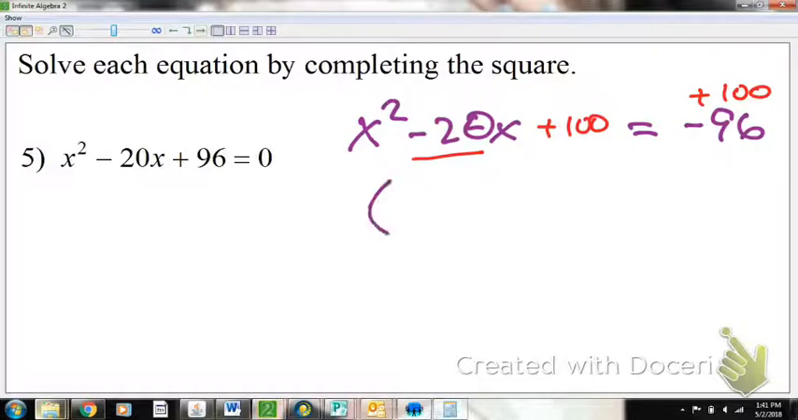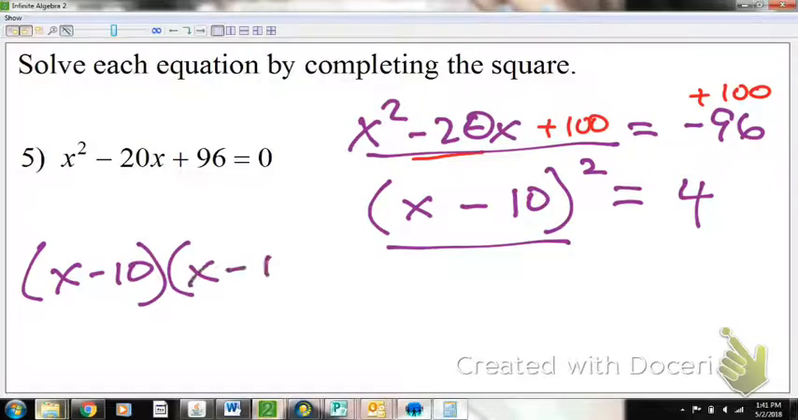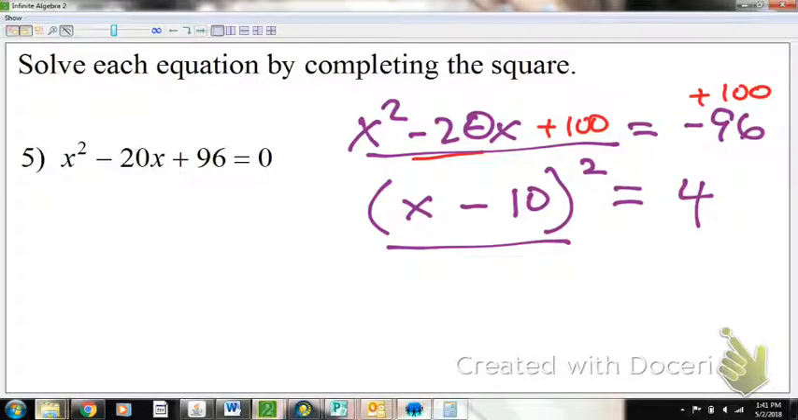And then what's on this side is going to factor as, again, half of negative 20 is negative 10, squared equals 4. Now, if you wanted to be convinced that this x minus 10 squared is this, you could just kind of confirm. It's just regular factoring. X minus 10 squared, that's x squared, minus 10x and minus 10x gives you the negative 20x, and negative 10 times negative 10 is plus 100. So the factorization works. Half the middle term is what you're looking for with that.